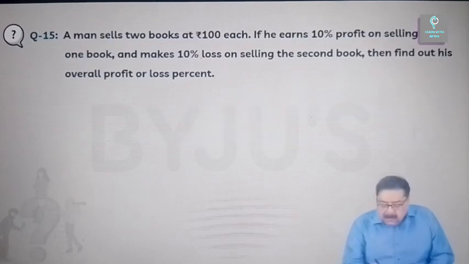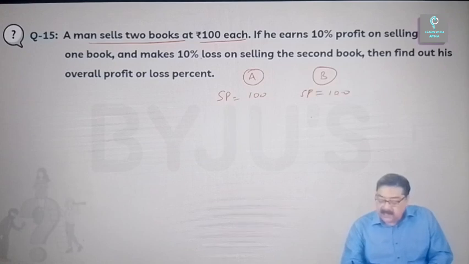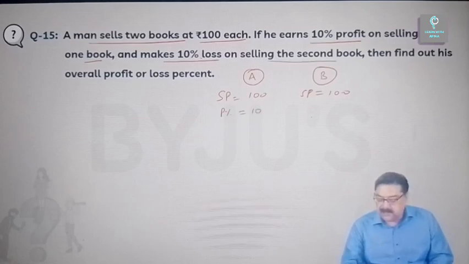But in this case, a man sells 2 books at rupees 100 each. Now this is, let us say, book A and this is book B. The selling price of each book is rupees 100. Now if he earns 10% profit on selling one book and makes 10% loss on selling the second book. So here he is making a profit of 10% and here he is making a loss of 10%.